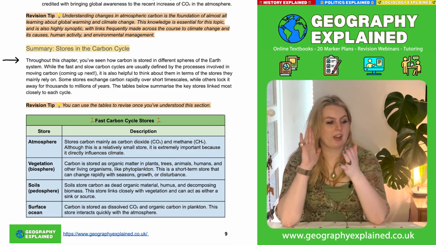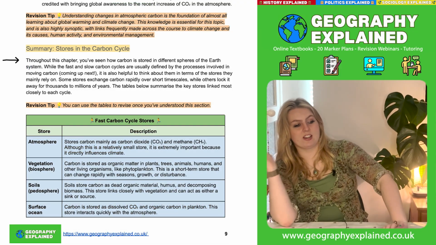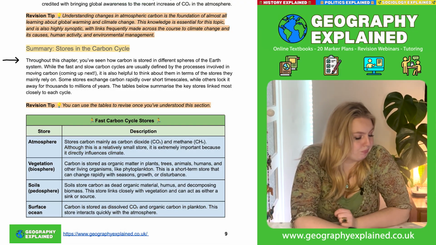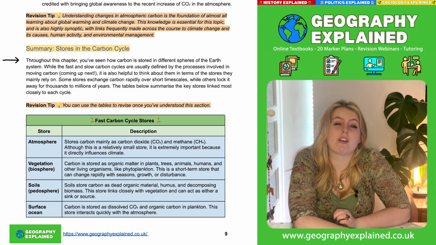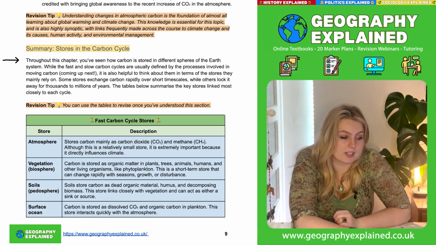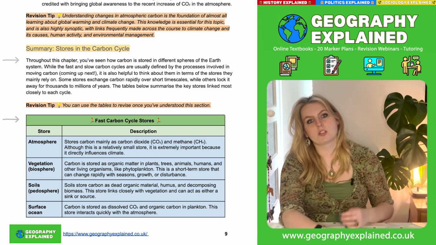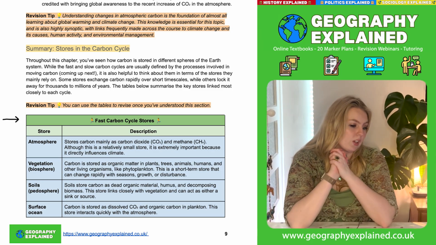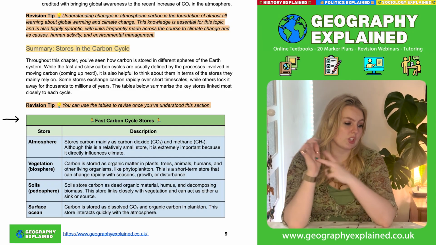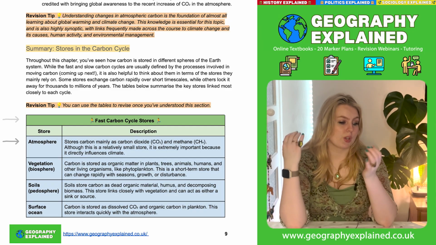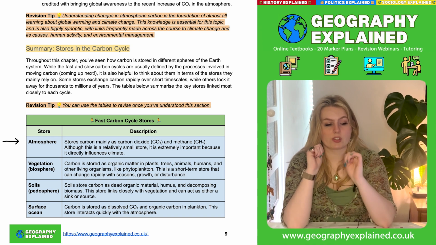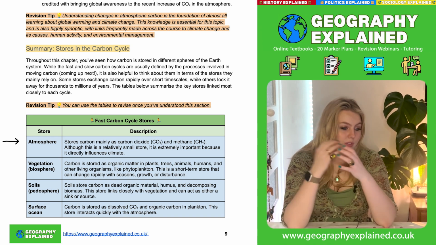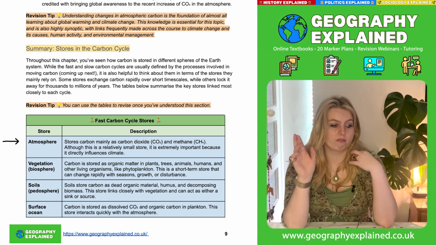So in this section we have seen how carbon is stored in the different spheres of the Earth system. So I'm just going to think about these in relation to the fast and slow carbon cycle very explicitly, just to clear up anything. So the main stores in the fast carbon cycle are the atmosphere, vegetation, soils, and surface ocean. So in the atmosphere, carbon is mainly stored as carbon dioxide and methane, and it's relatively small but really directly influences climate.